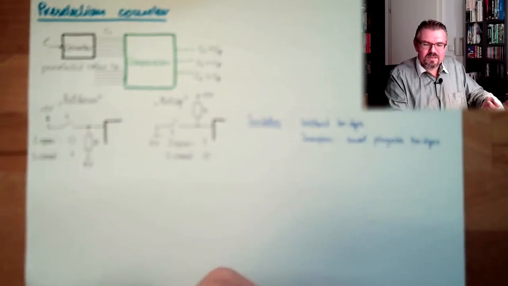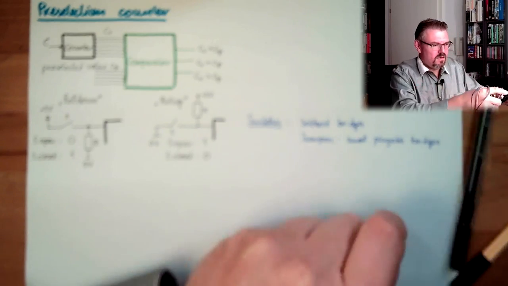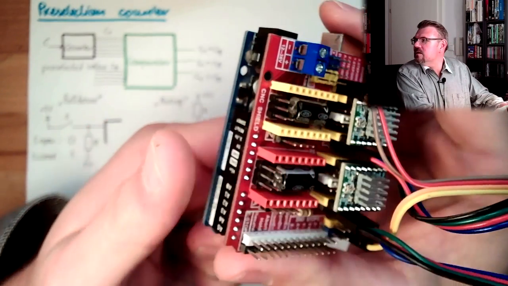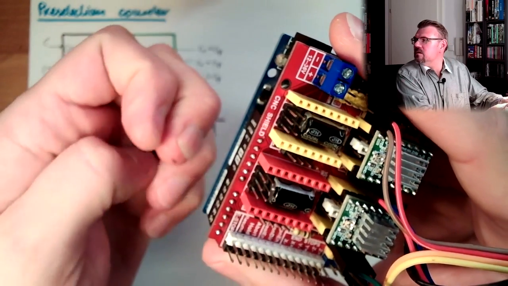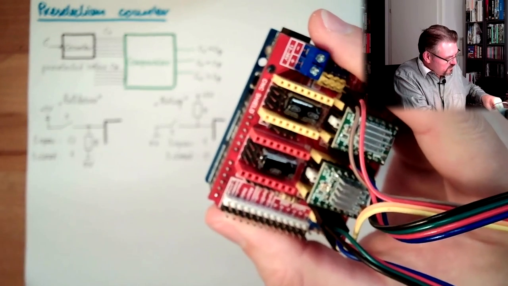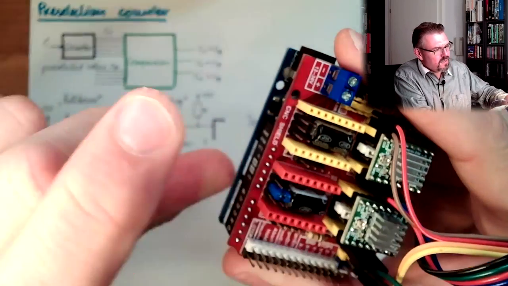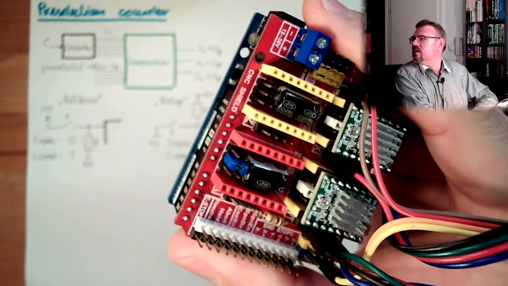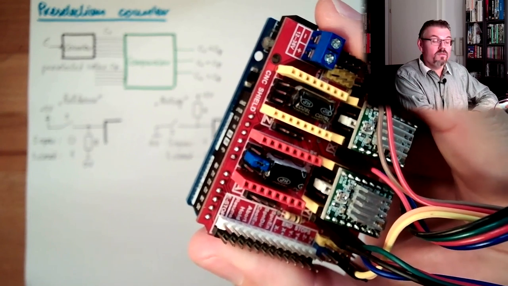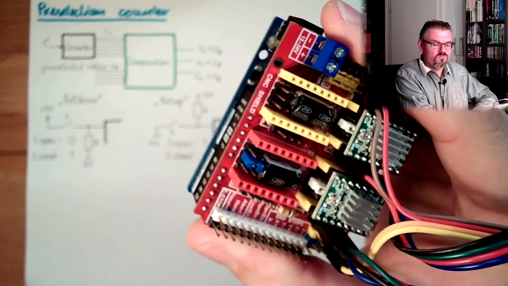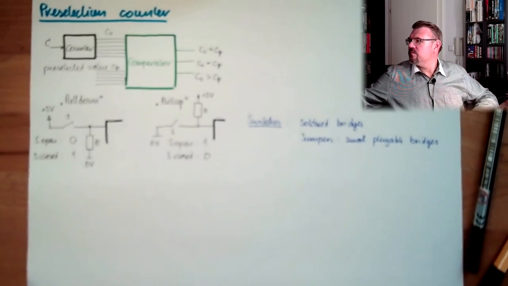Here I have one example. It's not really a preselection counter, but it is an example. You see, there are the bridges. There are the pins, those things here, and I can place such a jumper simply above two pins, and suddenly those two pins are connected to each other. This is how this is working. Jumpers, pluggable bridges.